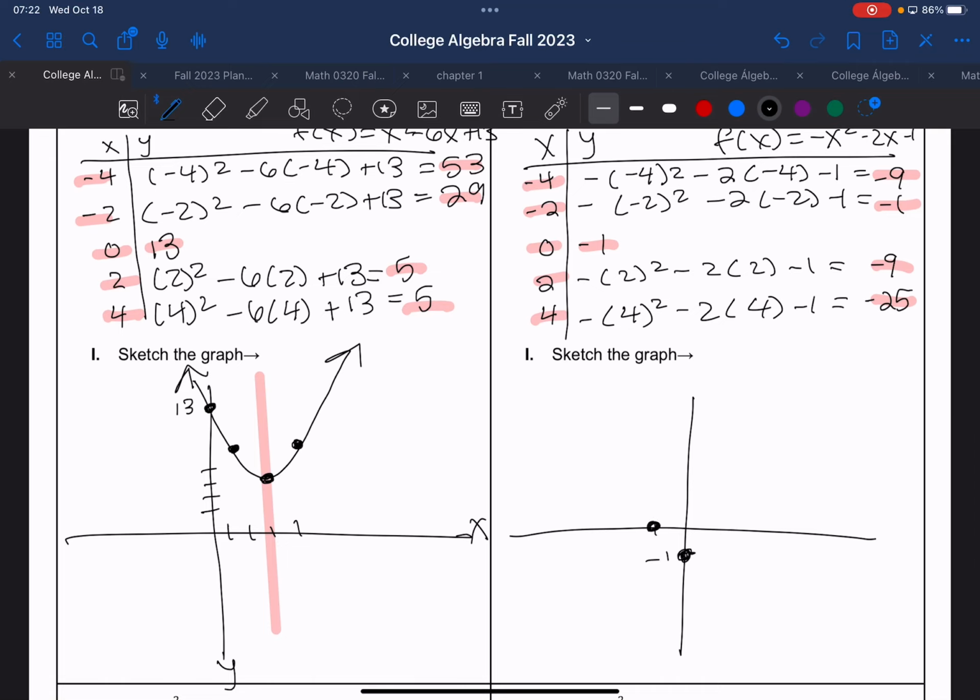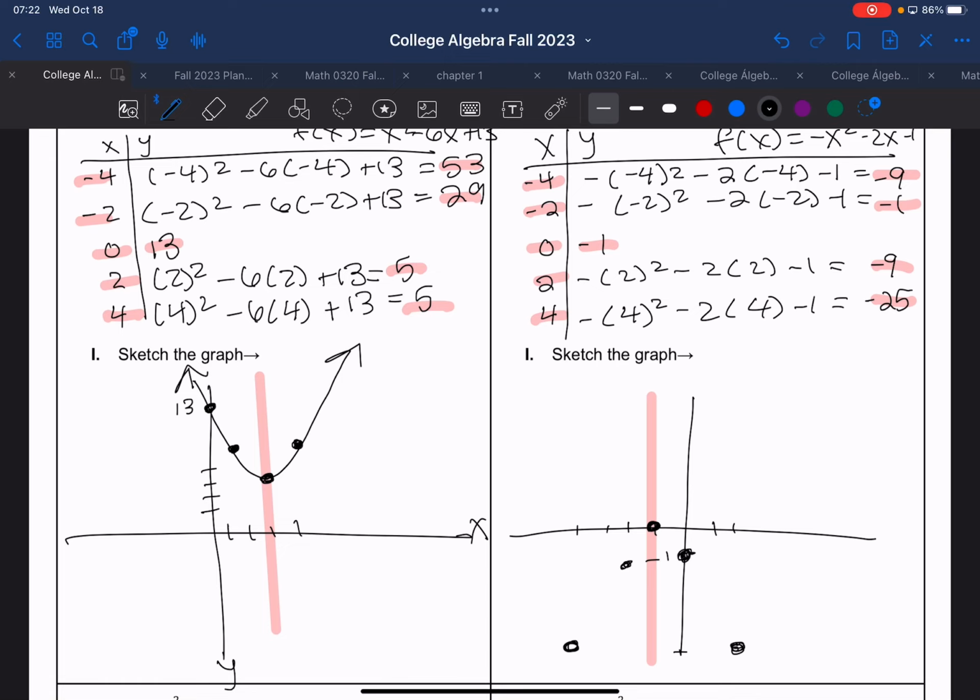Okay. Then I plot my axis of symmetry, which is going to go straight down here. And then I start plugging in some points from my table. So I have -4, -9. So 2, 3, 4. I'm going to say that's down here. Then I have -2, -1. Remember, this is just a sketch. I already have the 0, -1 on there. So I have 2, -9. And then 4, -25 is going to be off my graph, so I'm not going to plot that point.